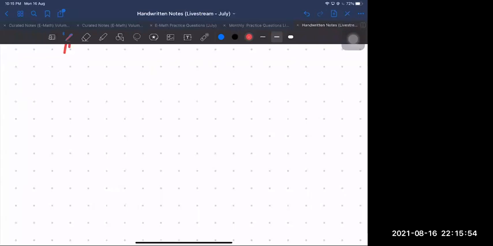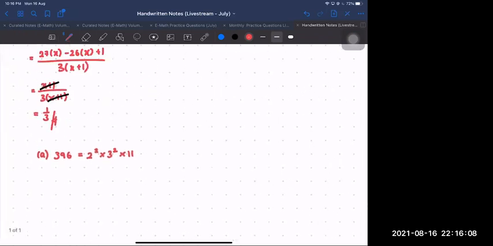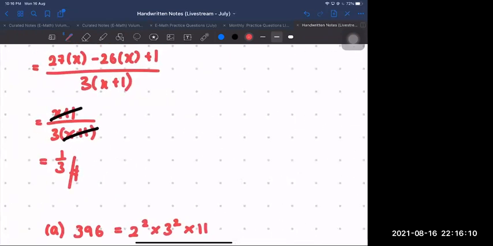Now for part A, okay, 396 will be equals to 2 squared times 3 squared times 11. Okay, this can be done using, so is there a remaining x value you have to sub in? No, because the x values will magically disappear. So by doing it this way, you have cancelled the x value away. So you actually don't need to sub it in anymore. Okay, so that's for your question.